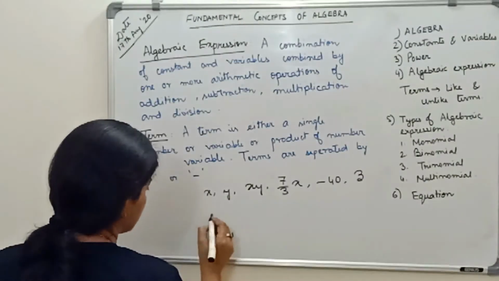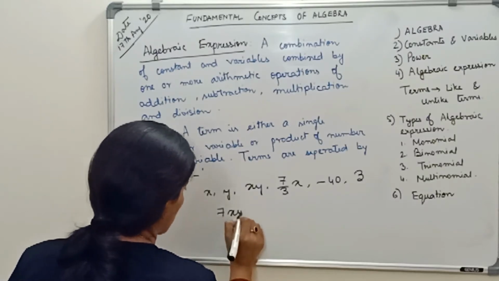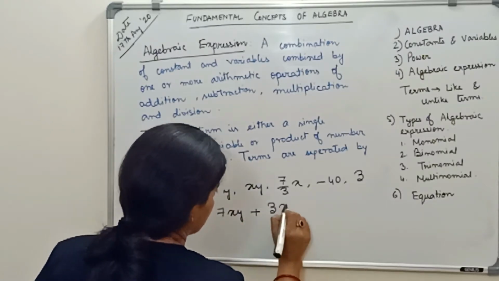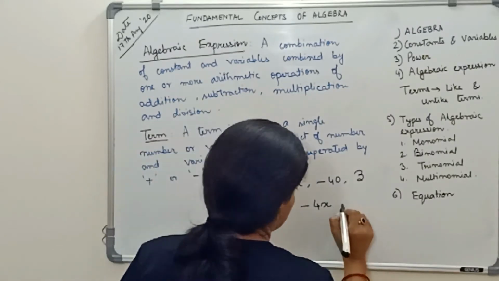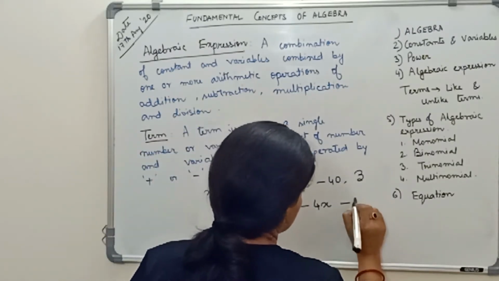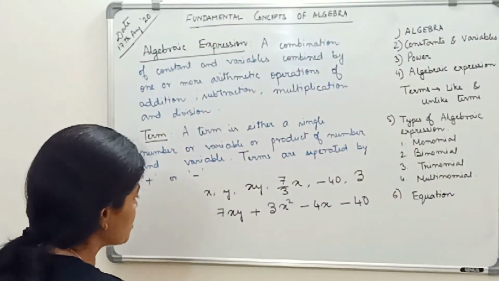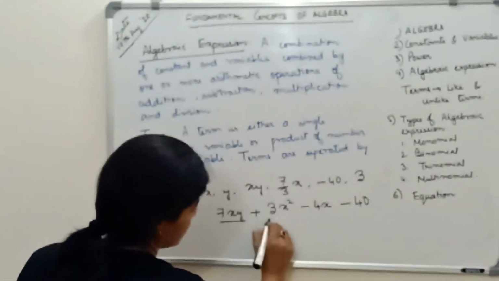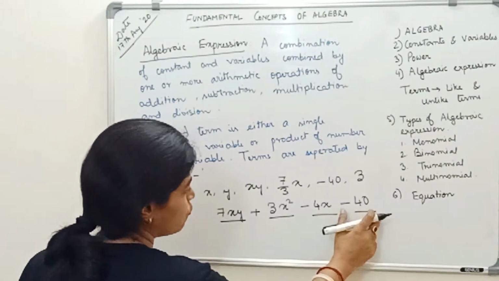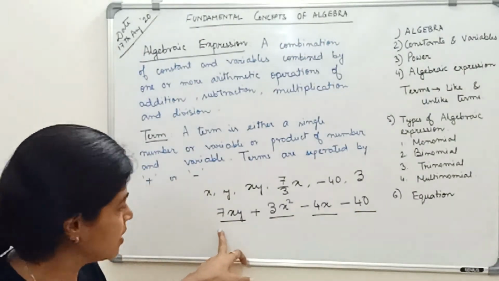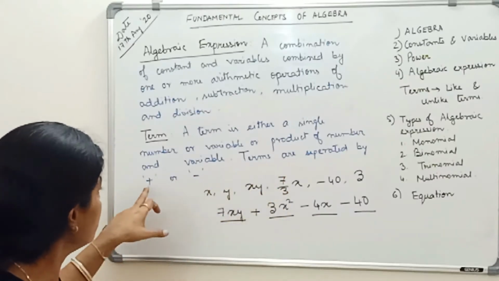Suppose I say an expression 7xy plus 3x square minus 4x minus 40. So this is an expression. What are the terms here? How many terms are there? This is a term, this is a term, this is a term, this is a term. So how many terms are there? 1, 2, 3, 4. In this expression there are 4 terms. So terms are separated by plus and minus.